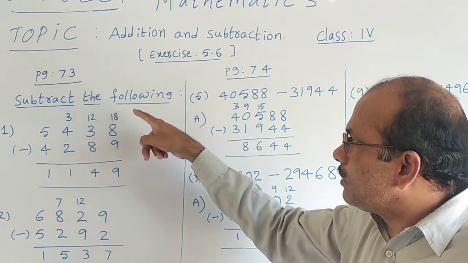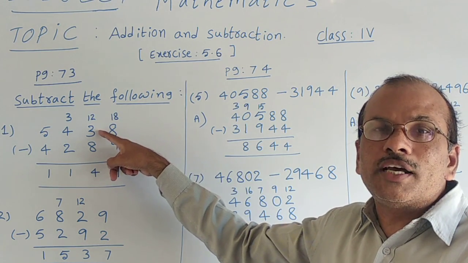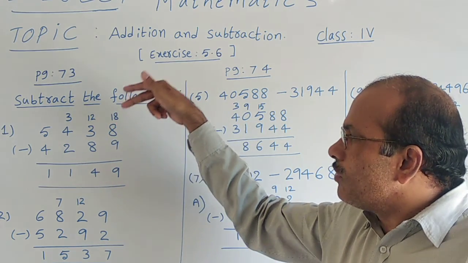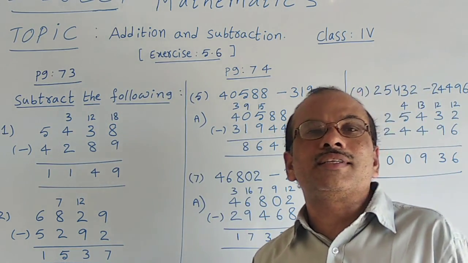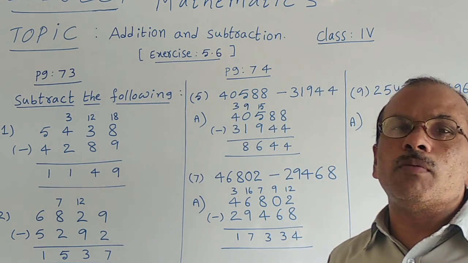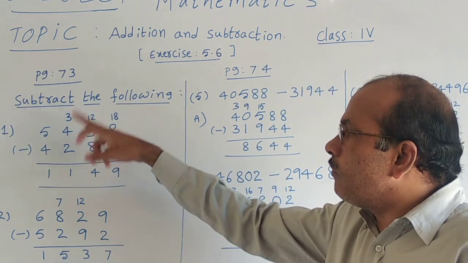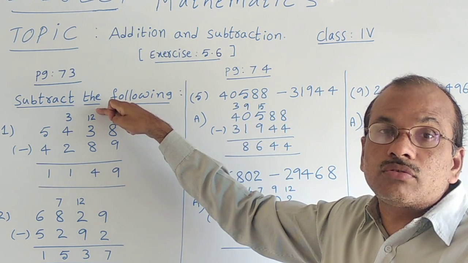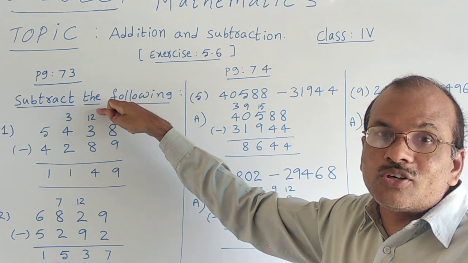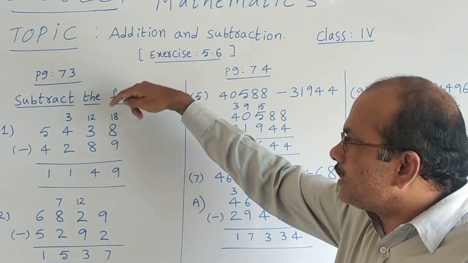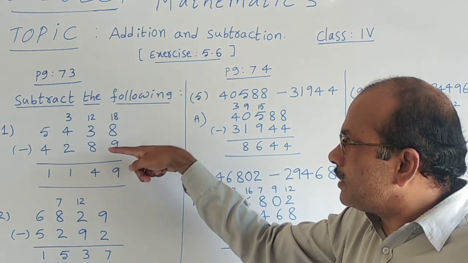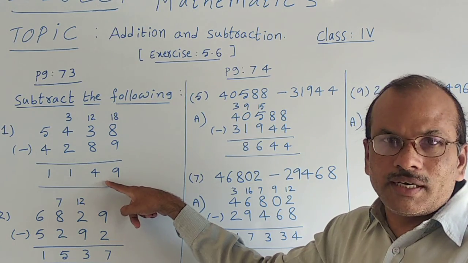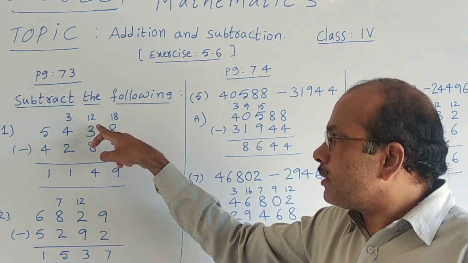So when the borrow is given, this 3 will be changed to a 2. But from 2 we cannot subtract 8, so 2 also needs a borrow from the neighboring number. When 10 is taken and 2 is already there, 10 and 2 addition is 12. That's why 12 is written. 12 minus 8 gives you 4. Is it clear?